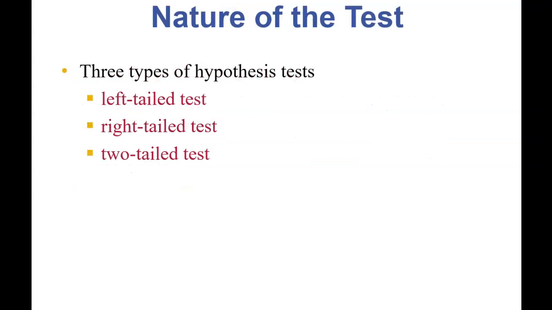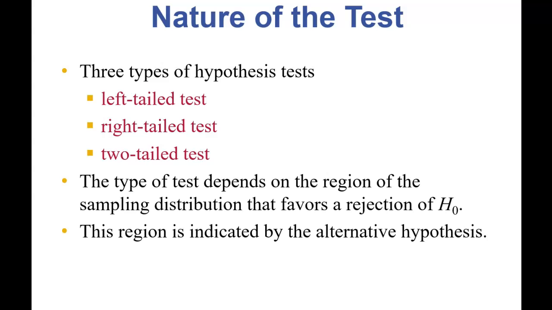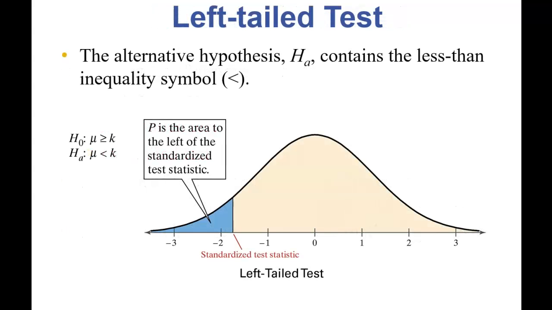Okay, so let's look at different types of hypothesis testing. It's left-tailed, right-tailed, and two-tailed. How do I know that? So the type of test depends on the region of the sampling distribution. Let me go ahead and show you what I mean. So this is a left tail test. How do you know it's a left tail test? What you have to look at is your null hypothesis. What does your null hypothesis say? Mu is less than. If it says less than, it is to your left hand side. So it's your left tail test. Do you see that?